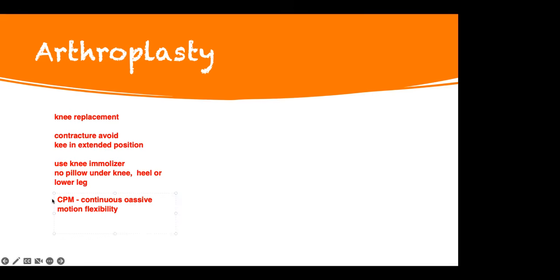Once again, with this one, 3 to 4 days, they can bear full weight. They stay longer in the hospital, so they should be moving still. If they tell you 5 days they are in a walker, something is wrong. I want you to move. So 3 to 4 days, in 72 hours, they should be moving.